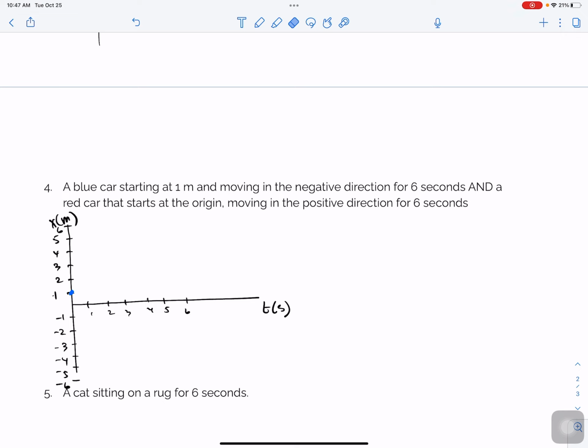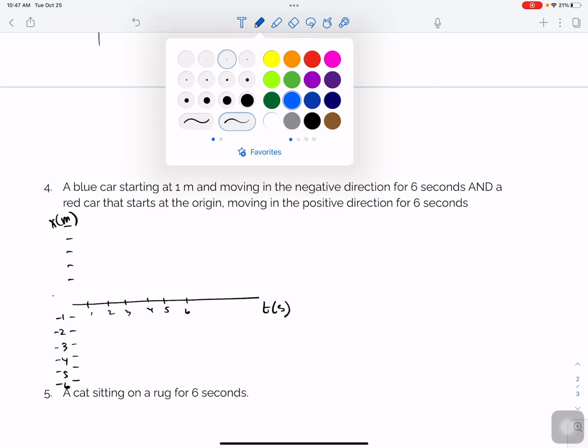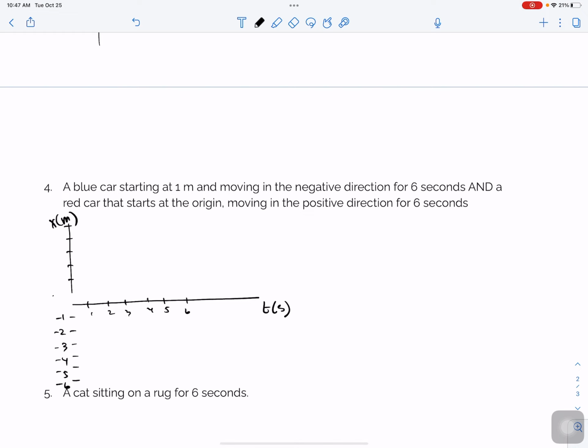All right, blue car starts at 1 meter, and it moves in the negative direction for 6 seconds. Oh, I totally messed this up on my labels. Oops. To relabel them as 0.4, 0.8, 1.2, 1.6, 2.0. Sorry about that. Got excited with the wind-up car. And then minus 0.4, minus 0.8, minus 1.2, minus 1.6, minus 2.0.